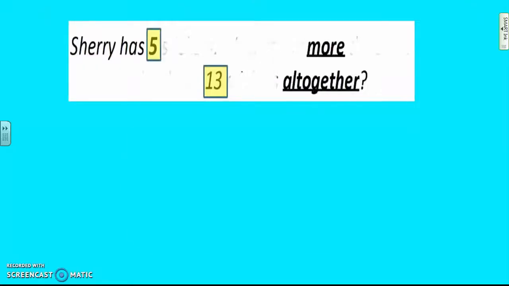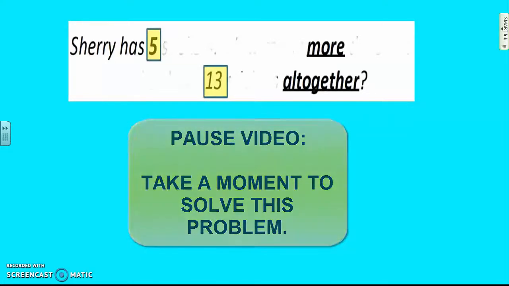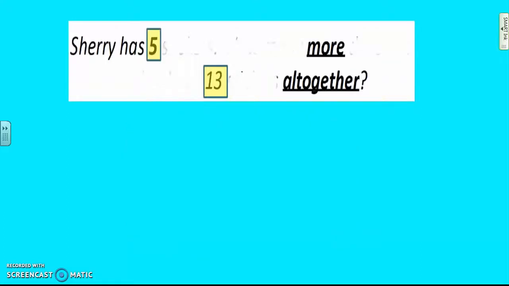Take a moment to solve this problem. What was your answer to the problem? How did you figure out which operation to use to solve it?